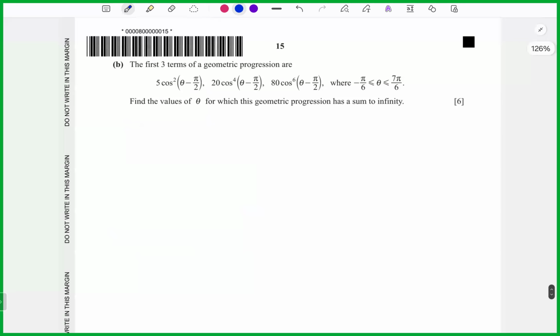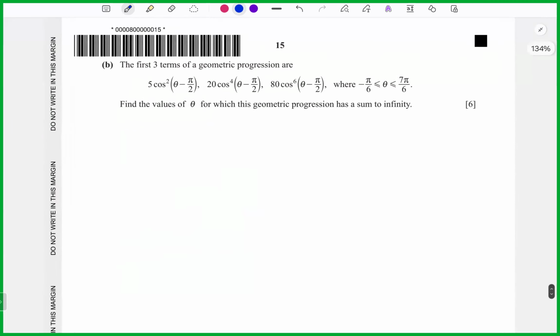I know this question is quite tough, but you see it's 6 marks here, right? So let's see. The first three terms of the geometric progression are 5 cos squared (theta minus pi over 2), 20 cos to the power 4 (theta minus pi over 2), 80 cos to the power 6 (theta minus pi over 2), where theta is between negative pi over 6 and 7 pi over 6. Find the values of theta for which this geometric progression has a sum to infinity.